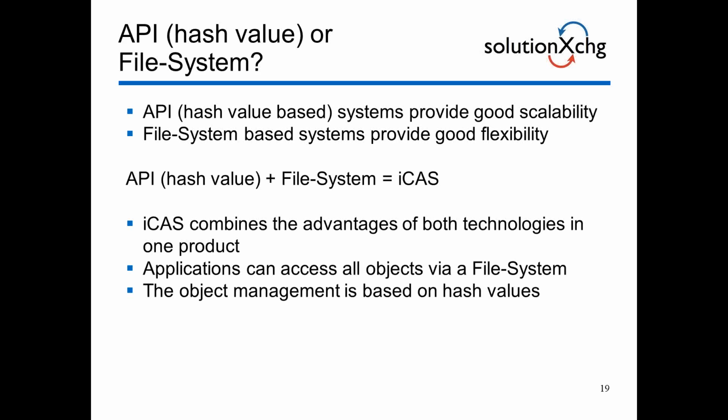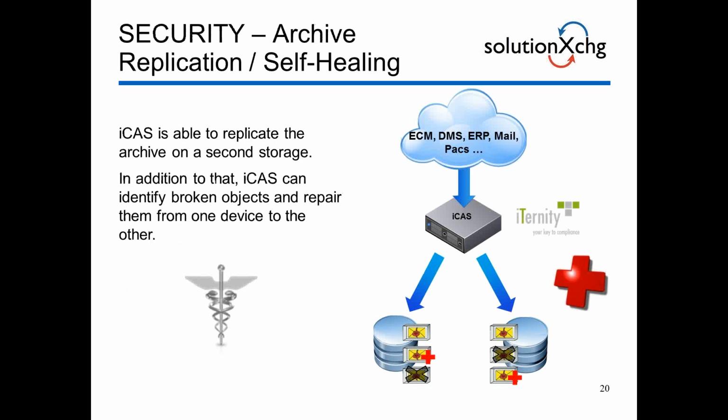So it combines the advantages of both technologies in one product, and applications can access all the archived objects through the file system. Access, however, meant retrieval access, not necessarily change access unless you write a new file. And it is an object-oriented software storage solution, because all the files that are stored are managed by using these hash values. So the integrity is managed, but also the retention date is encoded in there. There's a lot of information in that hash value for the individual content storage container, and we manage the files through that. That's why we don't need a database.